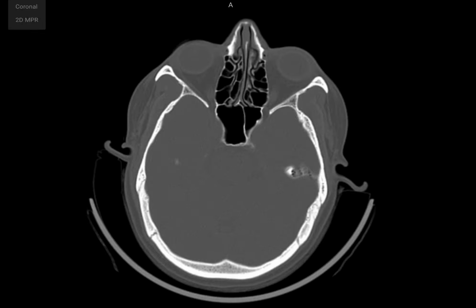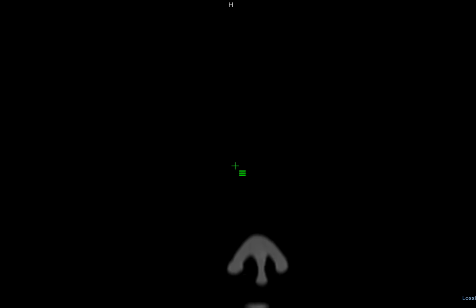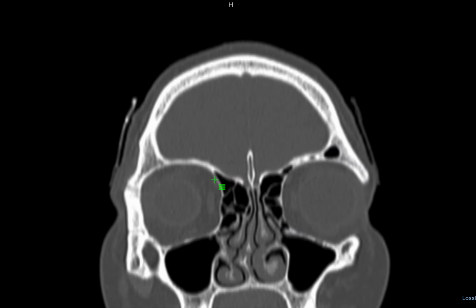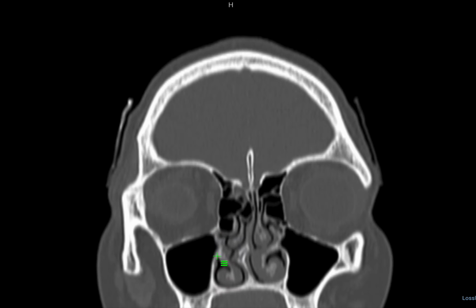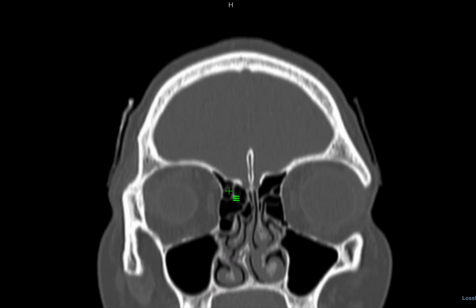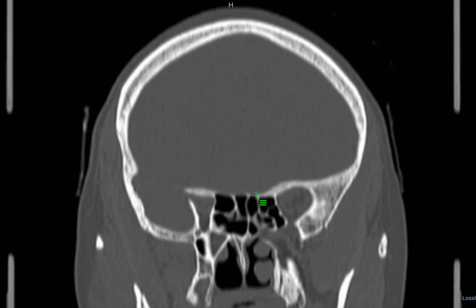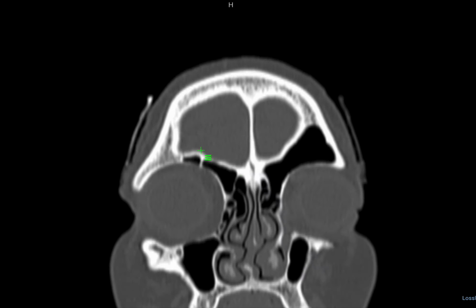Another way is to look at the coronal images, which is better. So you won't miss the superior wall, medial wall, lateral wall, inferior wall. And even the sinuses are better visualized. These are the maxillary sinuses, and these are the ethmoid air cells. Then when you go back, there's the sphenoid sinus. And let's come back to axials here.